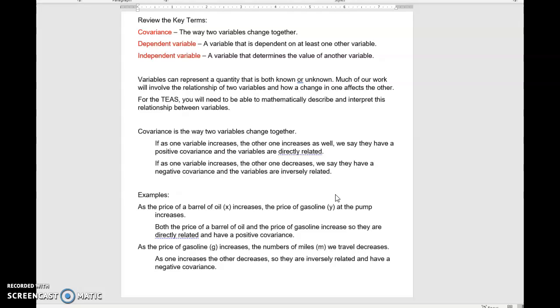area. So as you're going through this section, look at your graphs or the information they give you and decide: are they directly related? Is one a dependent and one an independent variable? And how are they related as far as the covariance? Good luck on this section.